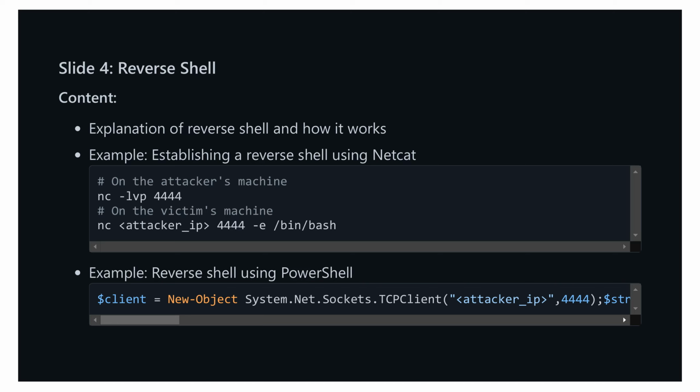Here, a TCP client object is created to connect to the attacker's machine at IP attacker_IP on port 4444. Commands sent by the attacker are executed on the victim's machine, and the output is sent back through the established connection. Next, we'll explore another attack technique, the bind shell, which establishes a listening shell on the victim's machine that the attacker can connect to. Let's move on to understand how bind shells work and look at practical examples using Netcat and Python.